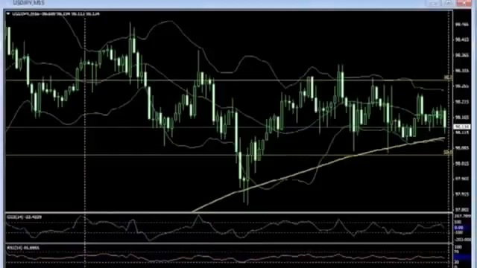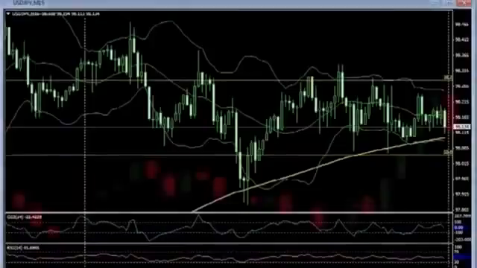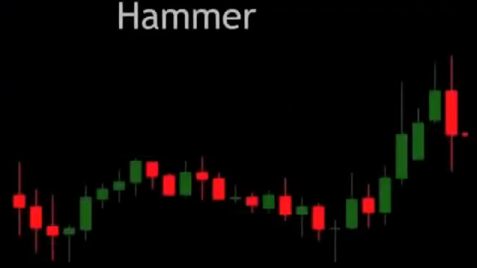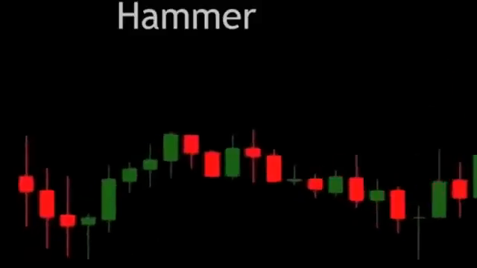To do this, we need to be able to recognize 4 simple candlestick patterns. We'll start by putting the hammer down. A hammer is a candle with a small body and a long shadow beneath it. Whether it's an up or down candle doesn't matter as much as the shape.